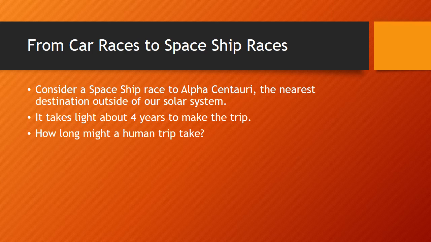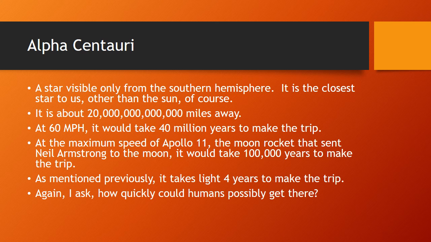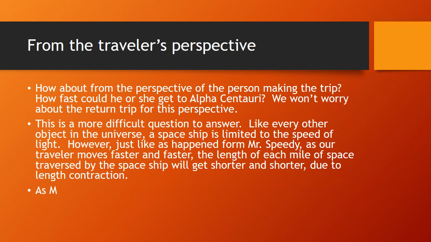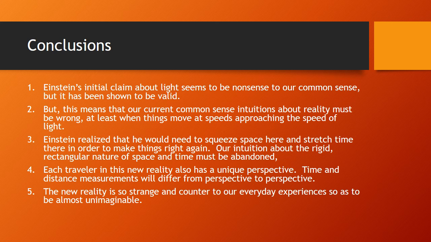Einstein's initial claim about light seems to be nonsense to our common sense, but it has been shown to be valid. 2. This means that our current common sense intuitions about reality must be wrong, at least when things move at speeds approaching the speed of light. 3. Einstein realized that he would need to squeeze space here and stretch time there in order to make things right again. Our intuition about the rigid, rectangular nature of space and time must be abandoned.